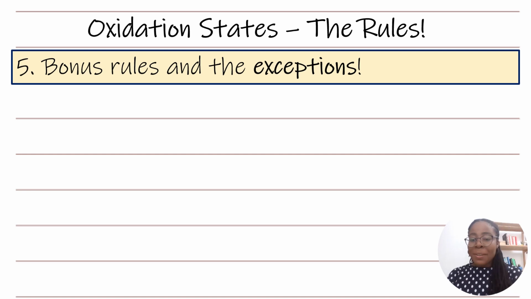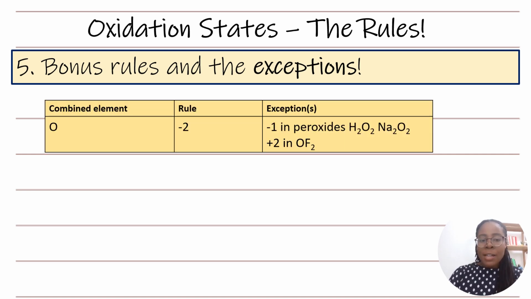And finally, some bonus rules and the exceptions to those rules. First, as we saw before, oxygen almost always has an oxidation state of -2, except when it's in a peroxide. So for example, hydrogen peroxide, H2O2, where it has the oxidation state of -1. Or when it's bonded to fluorine, which is the only element that's more electronegative than it, where it has the oxidation state of +2.